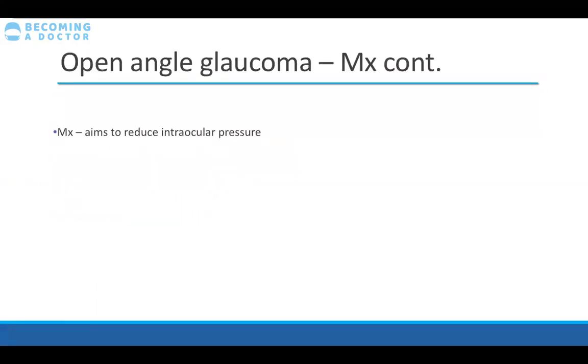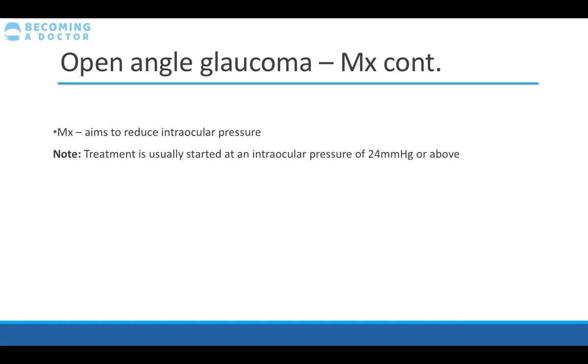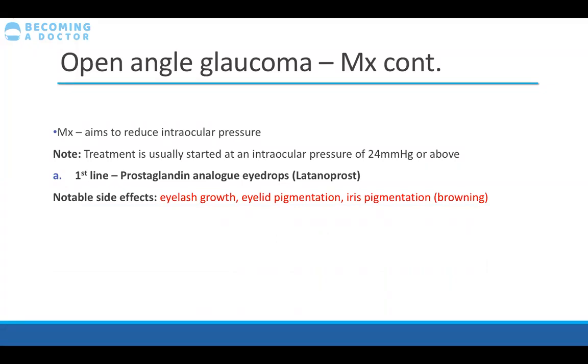So as I was talking about the management earlier, you're aiming to reduce the intraocular pressure. The treatment is usually started when your intraocular pressure is 24 or above. And the first line, as we said, is the prostaglandin analog eye drops. Those are the side effects.